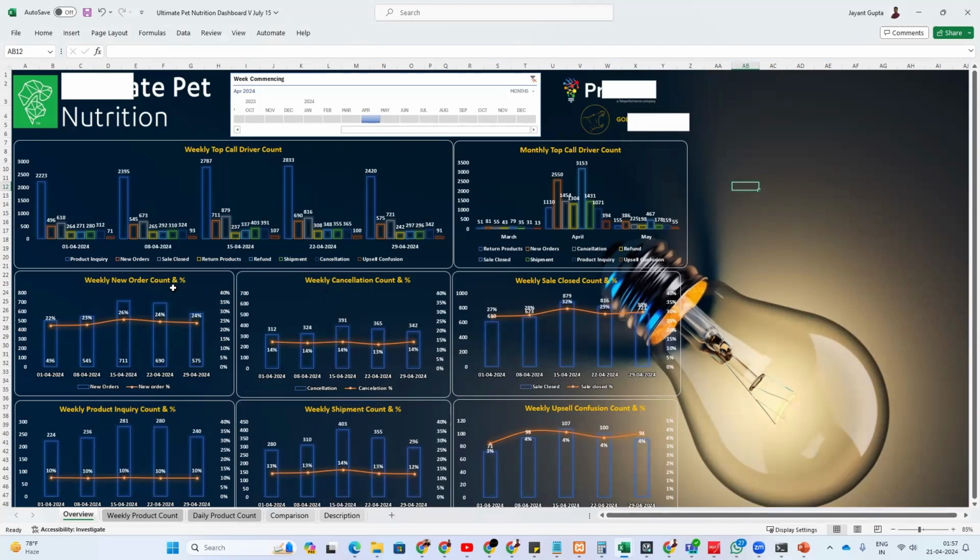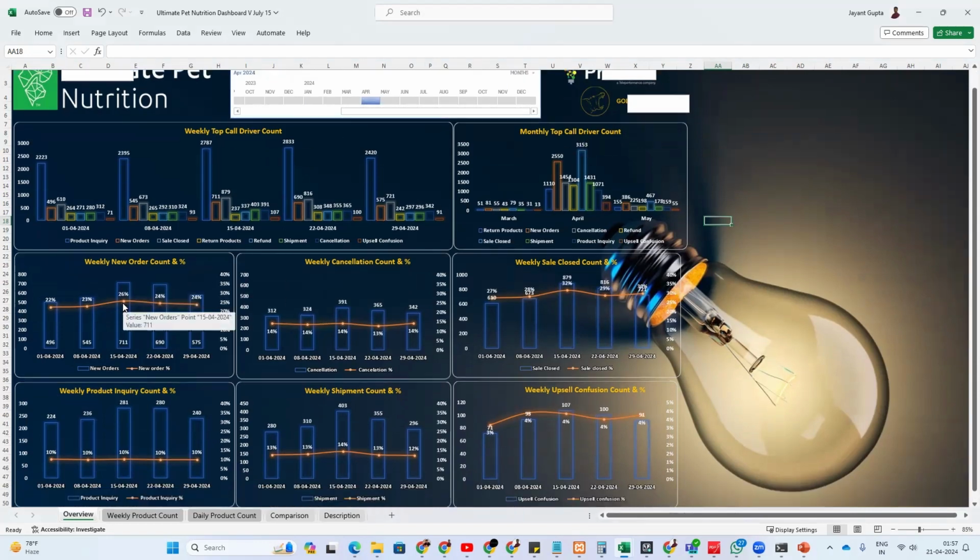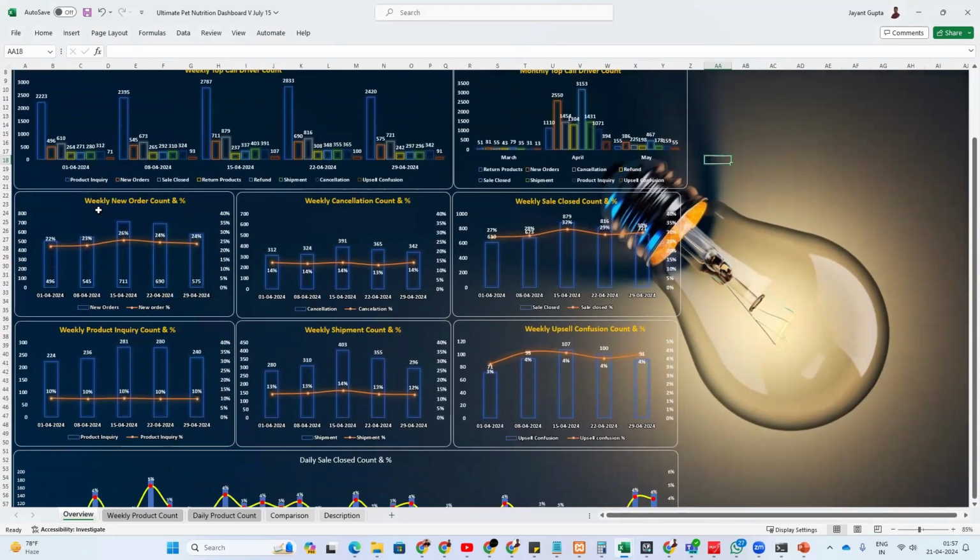Now, moving ahead, we have the top call drivers. So this is call center based data, but it depends upon the data. Data can change, and all these details would absolutely change depending upon the data. So these are the top call drivers. These are weekly, these are monthly. Then we have the new orders, new order call count.